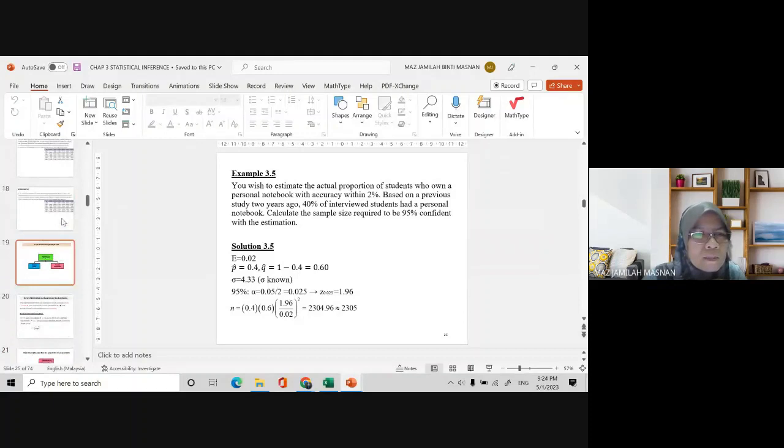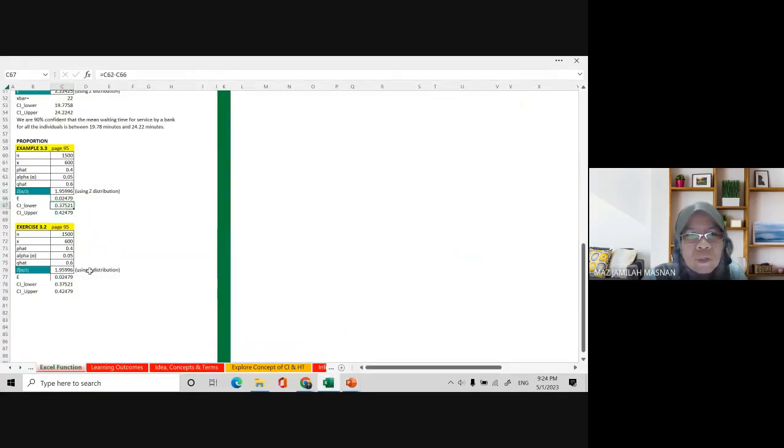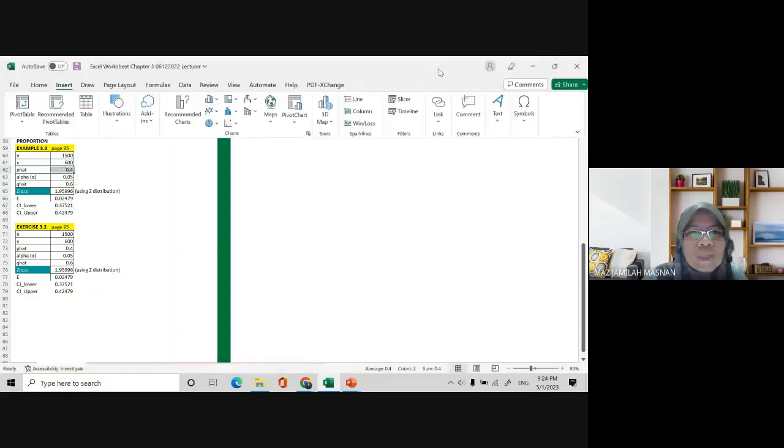For the CI, I want to calculate the value here. Lower CI and this is upper CI. Lower CI means proportion minus the E. Upper CI is proportion plus the E. So we have our E, we have our P hat. So it should be P hat, right? Remember, you should use your P hat for the proportion CI calculation.